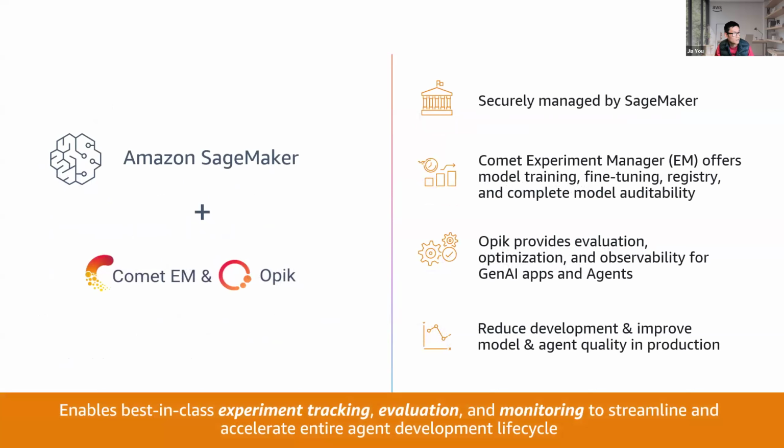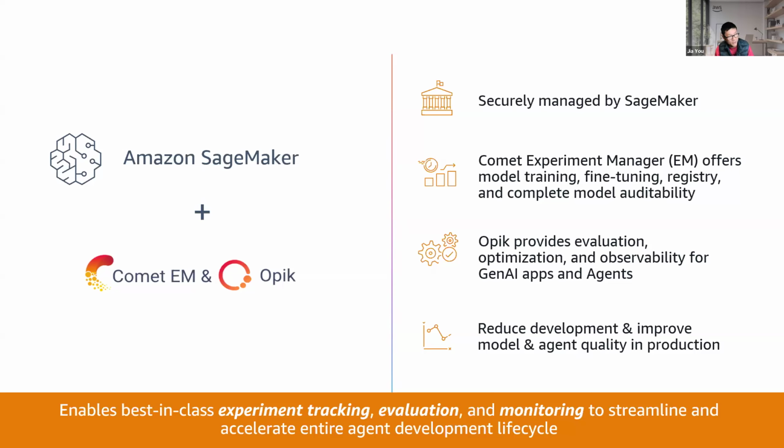Now let's talk about why SageMaker and Comet, right? This particular partnership is really important because together we enable best-in-class experiment tracking, agent evaluation, and monitoring to streamline and accelerate the entire agent lifecycle. Number one is Comet is securely managed by SageMaker, and there are two products that Sarah's gonna deep dive more in the demo. One is called the Comet Experiment Manager. This product provides model training, fine-tuning, model registry, and a complete model lineage as part of the process.